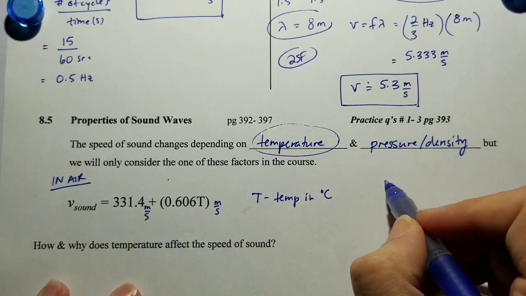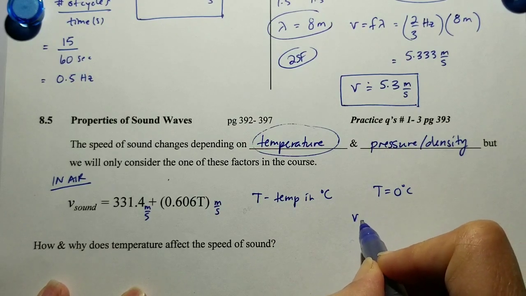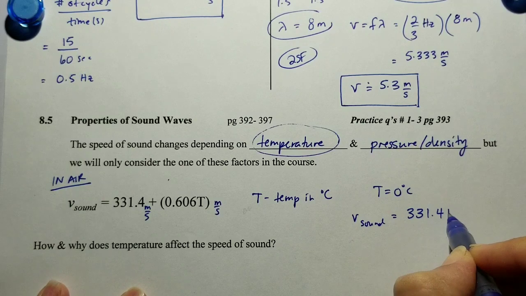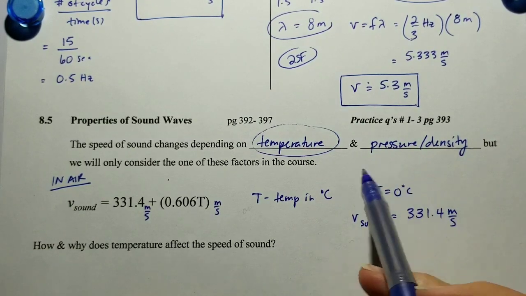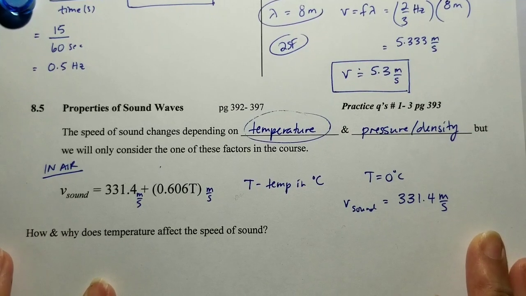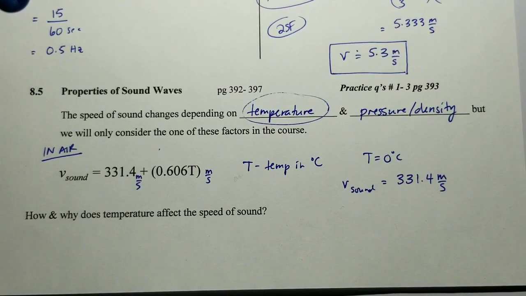So if the temperature was 0 degrees Celsius, on a winter day, then the speed of sound is 331.4 meters per second. If it's below 0, it'll be less than 331. If it's above 0, it'll be above 331. Now you might be saying, well, why does temperature affect the speed of sound?